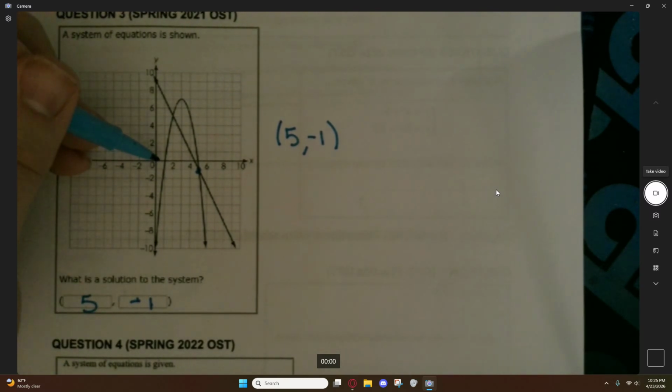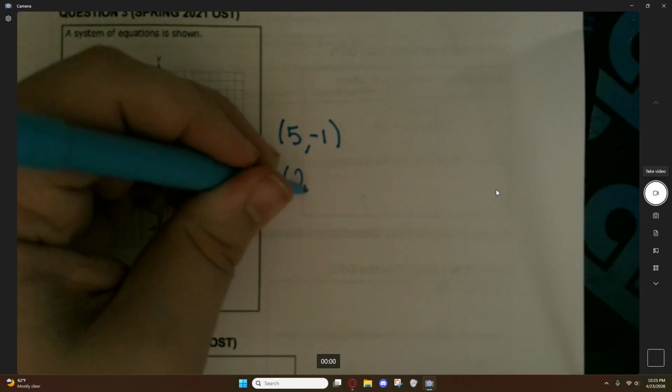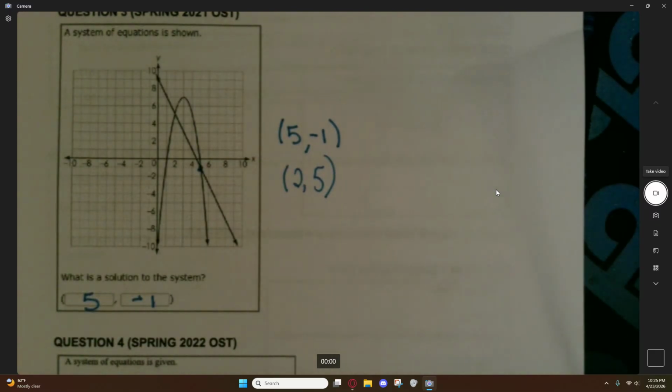Or, if you want to go the other point, 2 to the right, 1, 2, 3, 4, 5, so 5 up. 2, 5. Either one works.